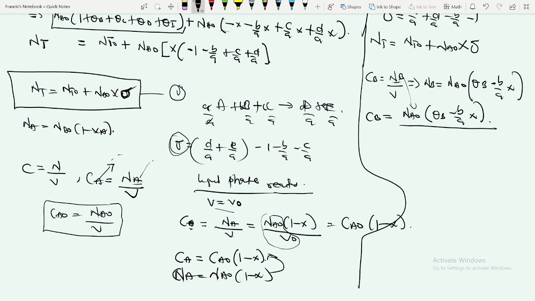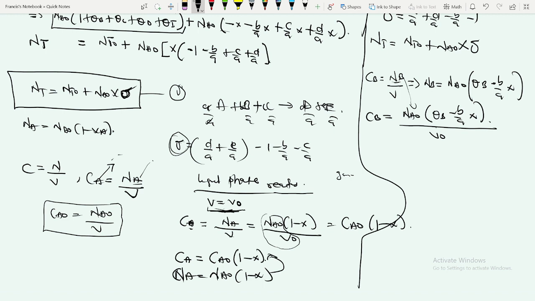All over our V. So our V here you can write as V naught because we said V is equal to V naught for liquid phase reactions. Or if it's a gas phase reaction and it's a rigid reactor, then this still holds. But if the question does not mention that it's a rigid tank and we are dealing with a gas phase, you can't assume this.